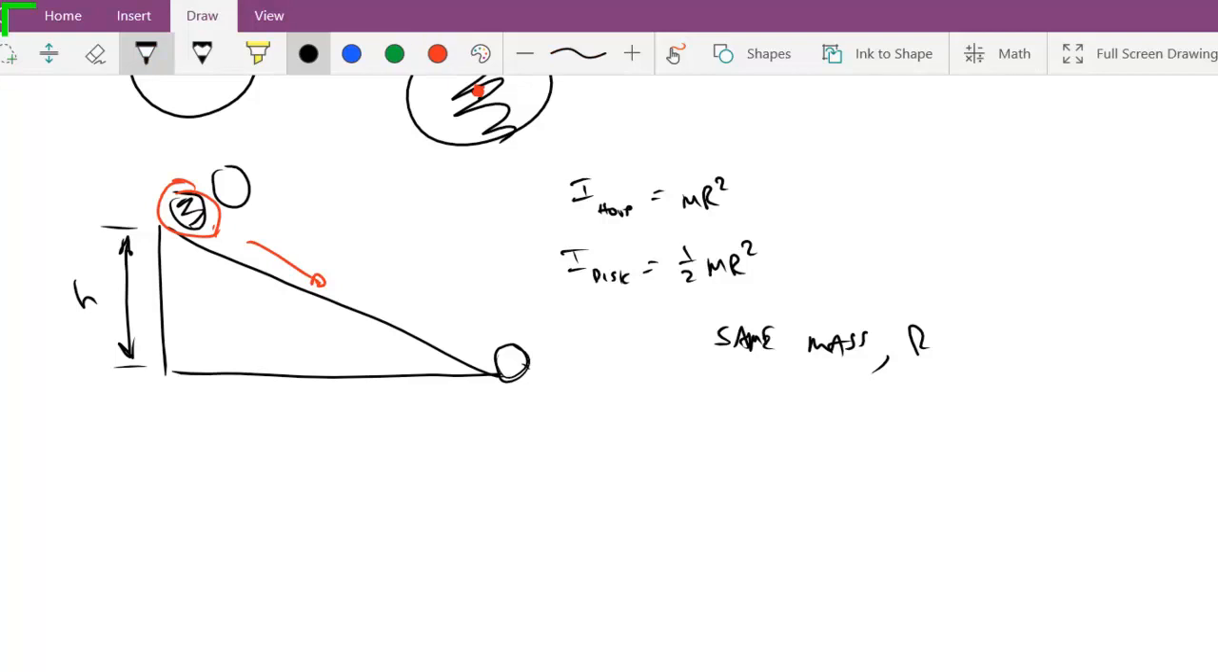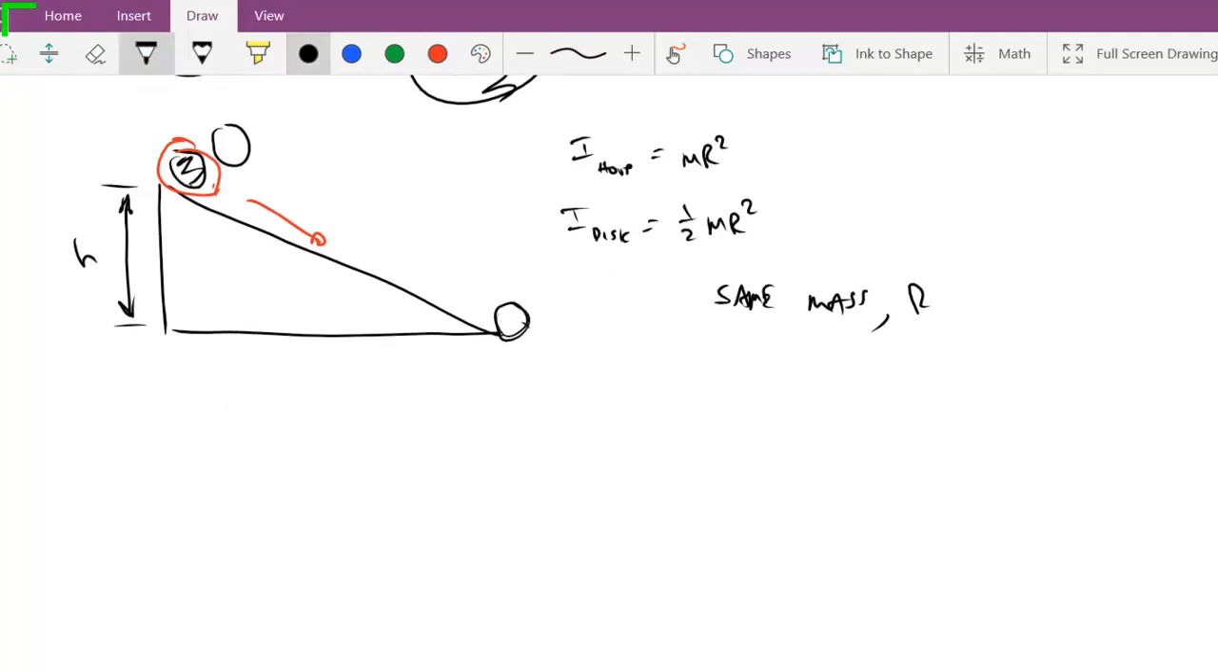So the total amount of energy they have at the top is their gravitational potential energy, and at the bottom, I'll write this out more fundamentally, the mechanical energy at the top is equal to the mechanical energy at the bottom.